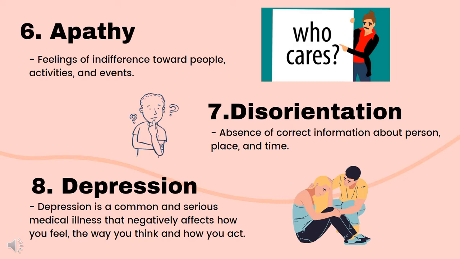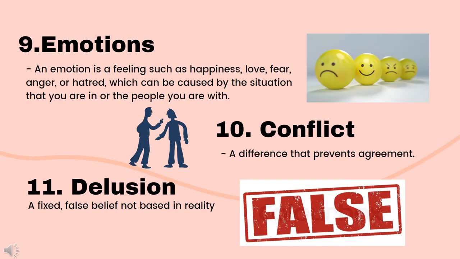Next we have depression. Depression is a common and serious medical illness that negatively affects how you feel, the way you think, and how you act. Number 9, emotions. A conscious mental reaction such as anger or fear, subjectively experienced as a strong feeling usually directed toward a specific object and typically accompanied by physiological and behavioral changes in the body. An example of emotions are happiness, sadness, anger, and fear.